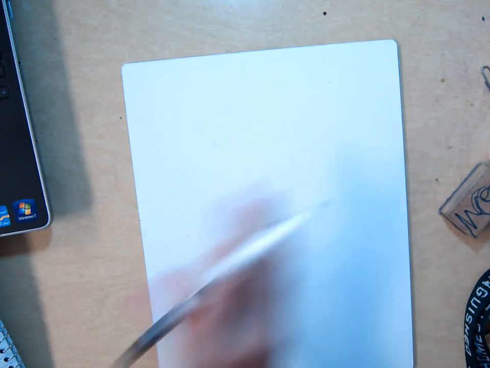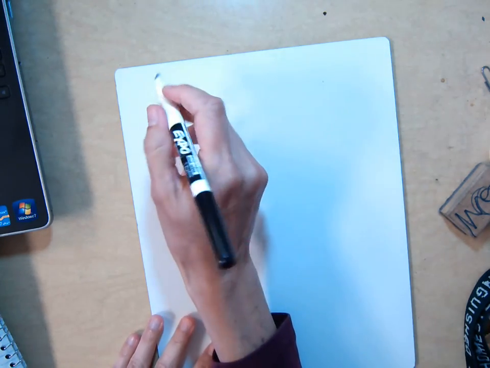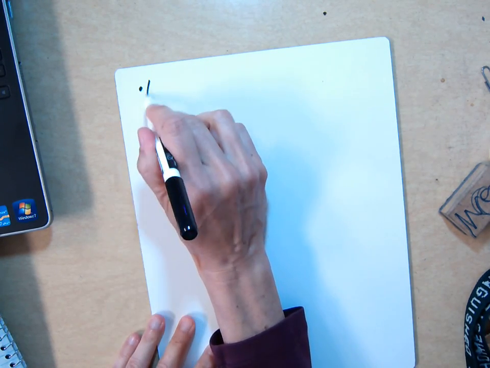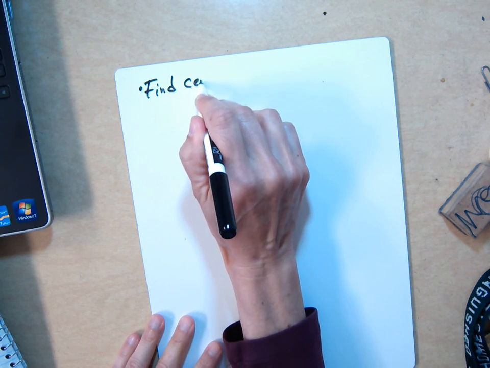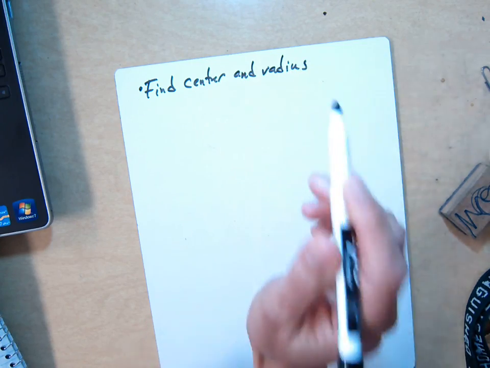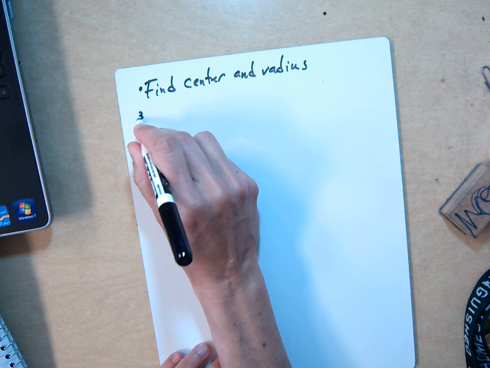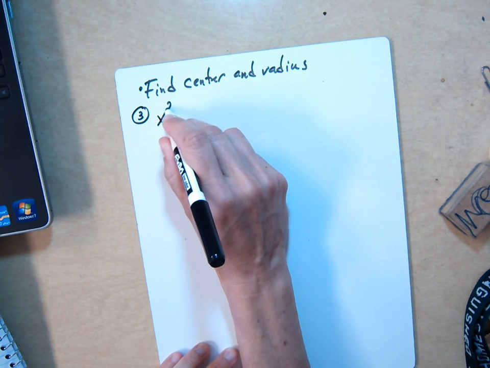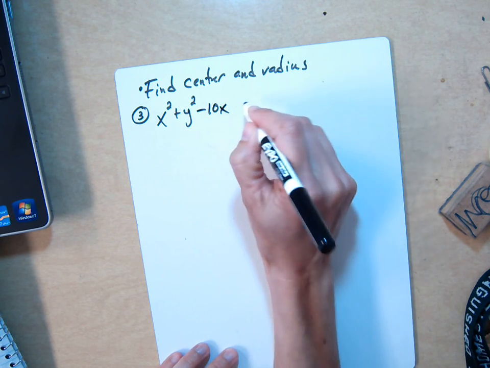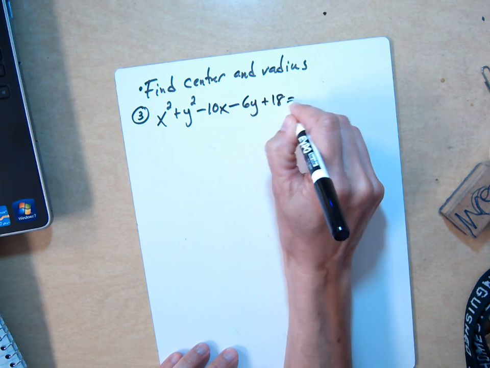So now let's up the ante here. I still want to find the center and radius. So the objective is still to find the center and the radius. But it's going to look something like this. So I'll say example 3: x squared plus y squared minus 10x minus 6y plus 18 equals 0.